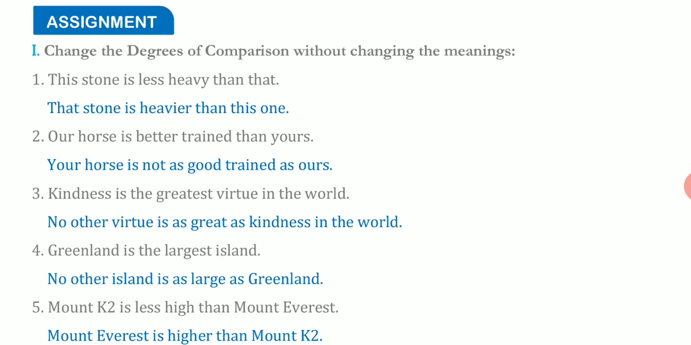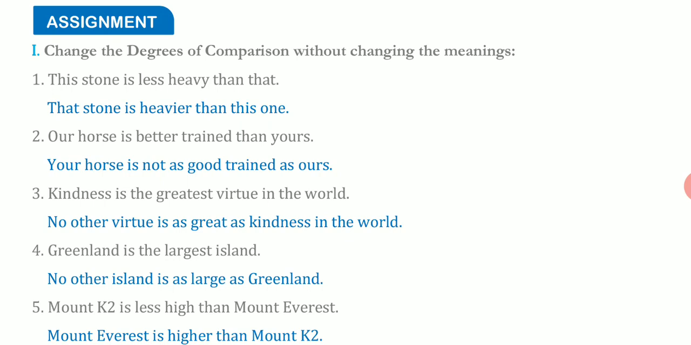Now, the assignment which has been given in our book, which you are to complete in your book itself. Change the degrees of comparison without changing the meanings. This stone is less heavy than that. So we are to make it like that stone is heavier than this one. Our horse is better trained than yours, means your horse is not as well trained as ours.